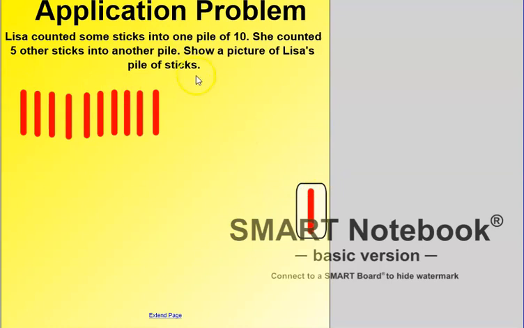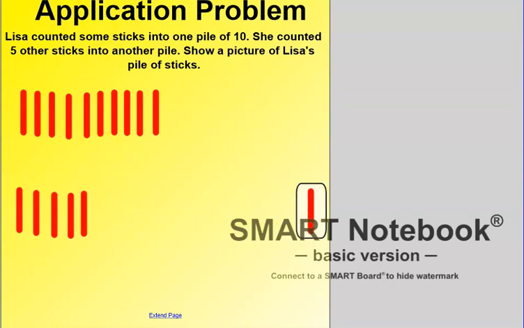So not adding to this pile, we're going to do 1, 2, 3, 4, 5. Okay.